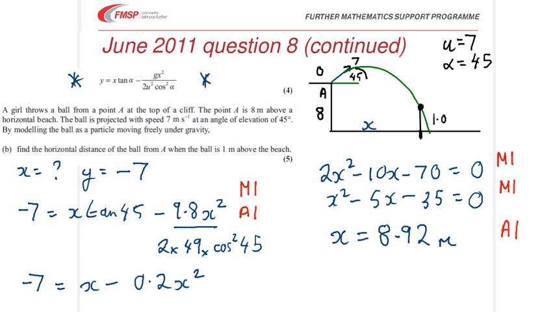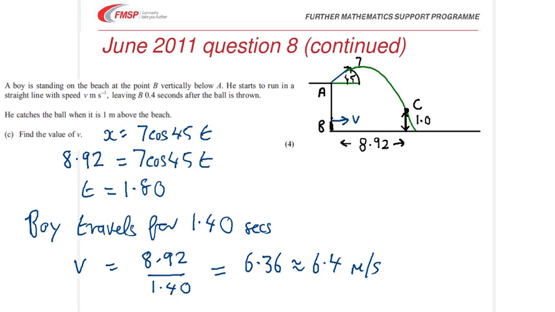For the third part of the question, four marks. There was an M1 and an A1 for using the horizontal equation of motion, and then for using the right time, subtracting 0.4, and for doing this calculation to find velocity, another M1 A1.